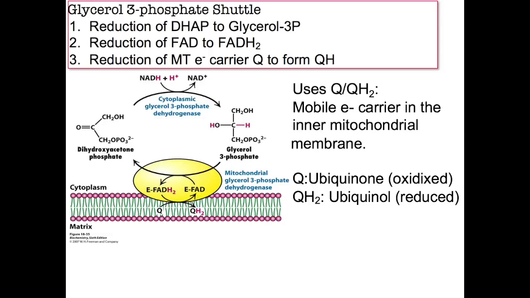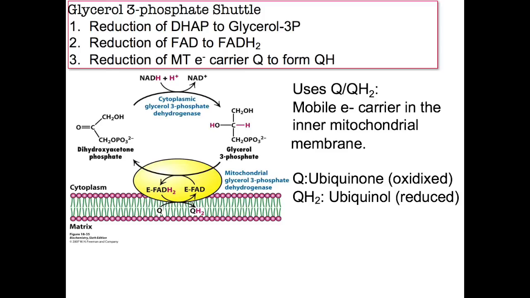Now these electrons from glycerol 3-phosphate can be handed off to another electron carrier. This is bound to an enzyme, the mitochondrial glycerol 3-phosphate dehydrogenase. We're going to reduce FAD that's bound in this enzyme to yield FADH2, and in the process, glycerol 3-phosphate will be oxidized to form dihydroxyacetone phosphate again. But this shuttle doesn't stop here.